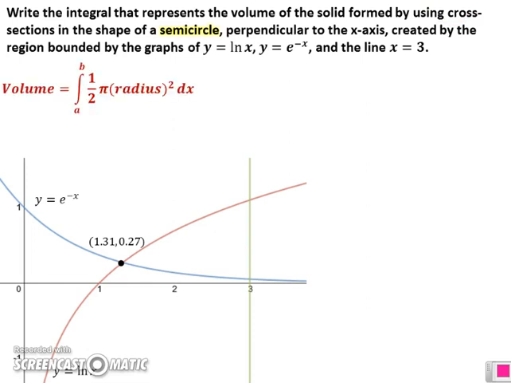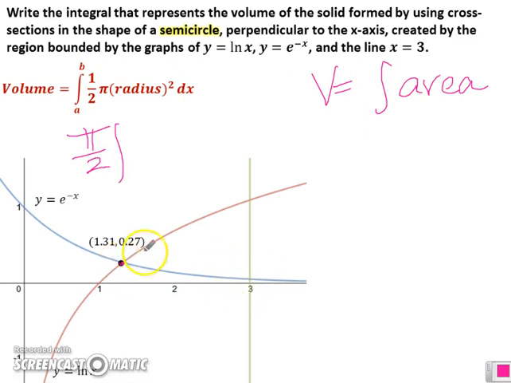And now we're dealing with a semicircle, so you know the volume is the integral of the area, whatever we're dealing with. In this case, a semicircle is half of pi r squared, so pi r squared over 2. So we really can pull that pi over 2 out, and we'll have same limits, 1.31 and 3 again, because we're dealing with this section here.